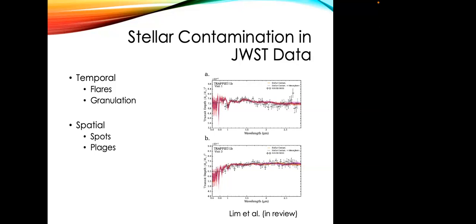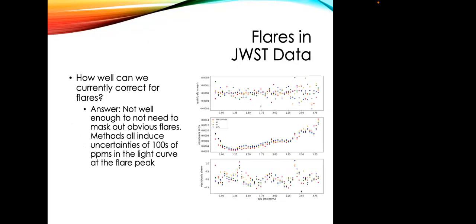All right, so what are we going to do about these things? I don't have answers yet. We're just in the process of answering this. This is a fairly new project. So for flares, this is broken up into 2 stages. The first is diagnosing what we're already doing. Is it good enough? The answer is no.